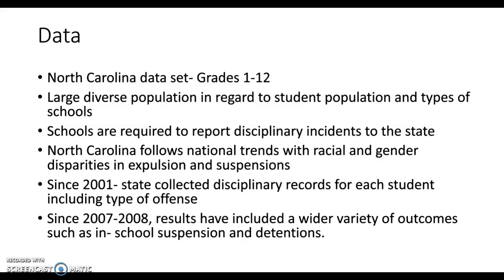The data being used is a North Carolina administrative data set which includes grades 1 through 12. This is to include elementary, middle school, and high school students, who are being observed in this study. North Carolina was used due to its large, diverse population and a variety of types of schools. North Carolina schools are required to report disciplinary incidents to the state. North Carolina follows national trends with racial and gender disparities in expulsion and suspensions, so results could have nationwide implications.